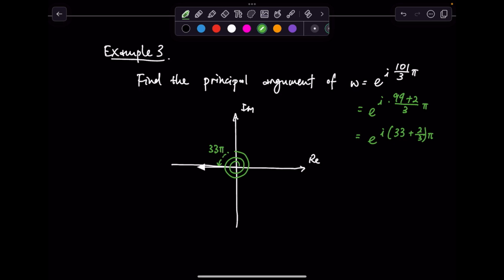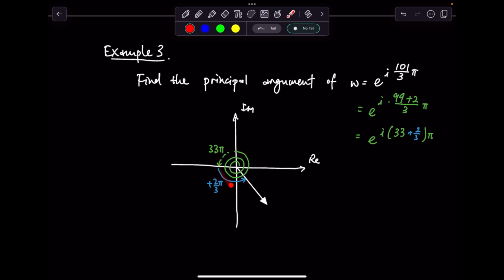This is 33 pi. Afterwards I'm going to rotate another 2 pi over 3. So I'm going to rotate not one full pi, but 2/3 pi. So let's say something around here. Maybe I write it in blue. So this extra 2/3 is actually this extra angle here, 2/3 pi.